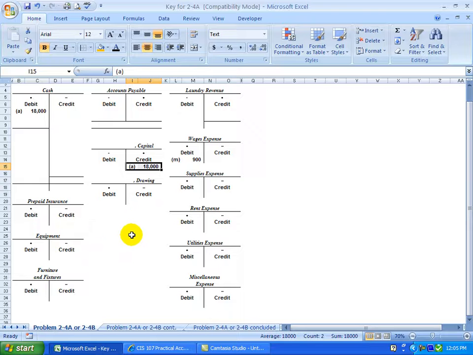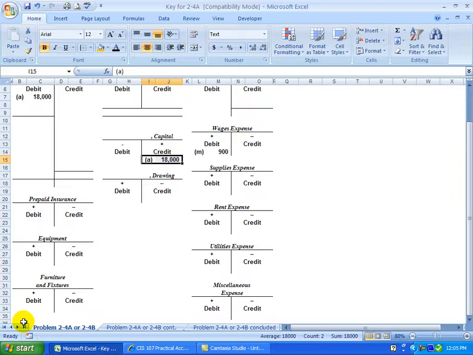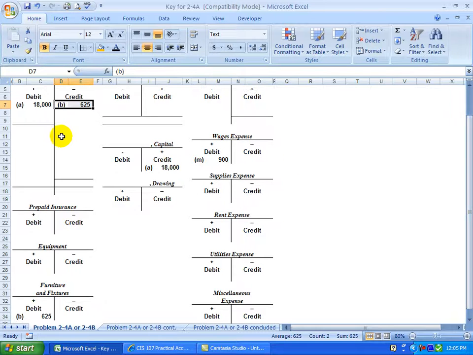When we look at letter B, they bought tables and chairs for cash, $625. So that would go down into furniture and fixtures. So I'm going to go down to furniture and fixtures, and that's the second transaction, so it's letter B. And when they did this, they bought it for cash, so cash is going down. This is transaction B, so it's a minus to cash. So here's our cash going down.